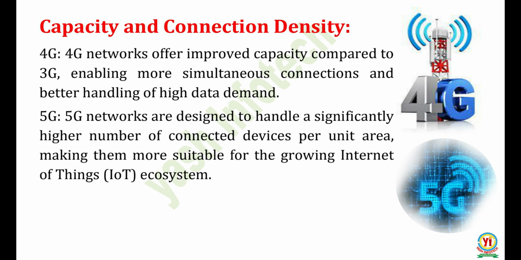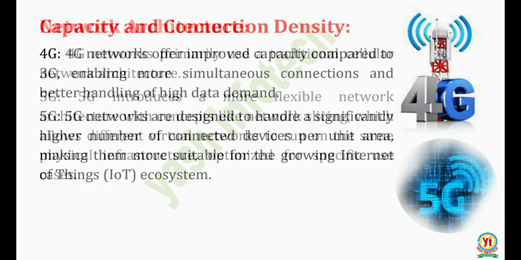Capacity and connection density. 4G networks offer improved capacity compared to 3G, enabling more simultaneous connections and better handling of high data demand. 5G networks are designed to handle a significantly higher number of connected devices per unit area, making them more suitable for the growing Internet of Things (IoT) ecosystem.